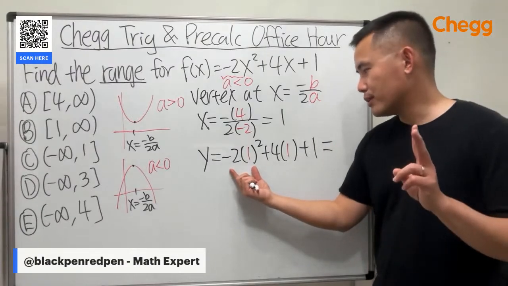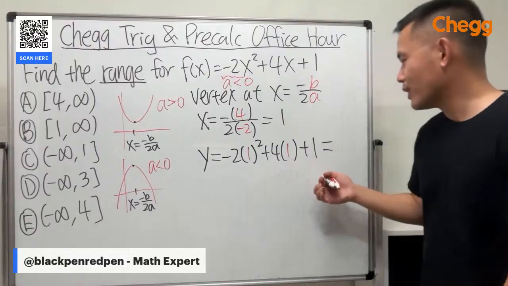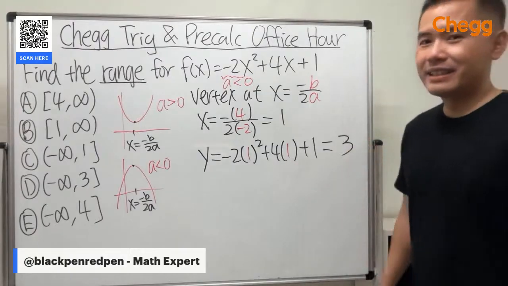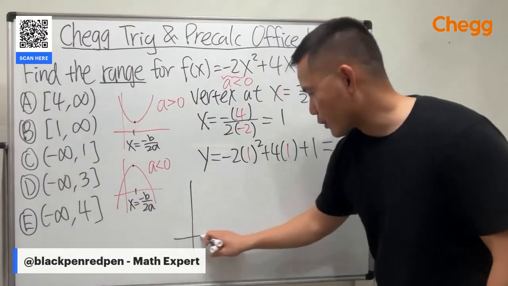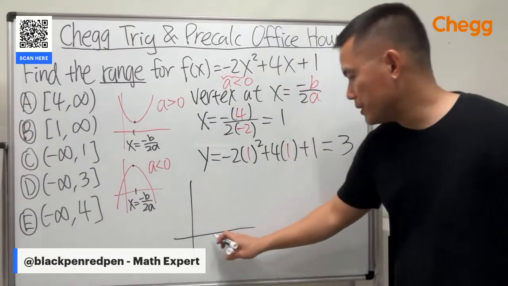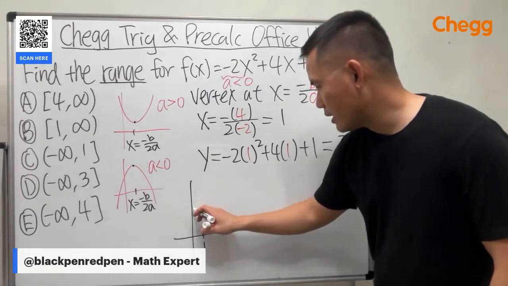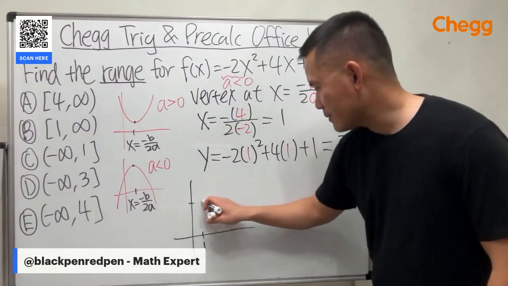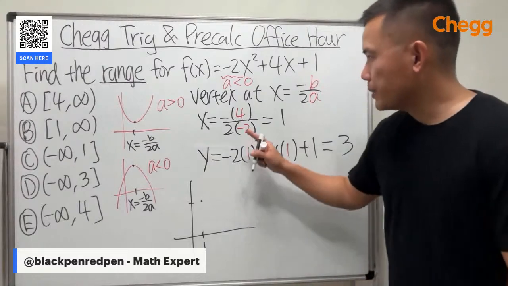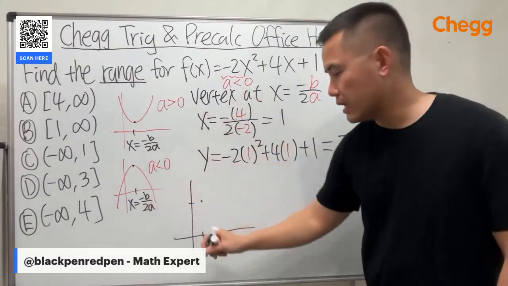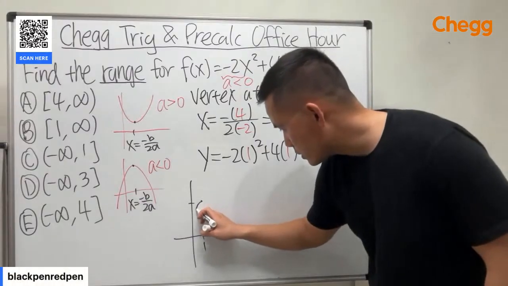2, negative 2, 2. 2 plus 1, we get 3. So the graph is going to look like this. This is just a quick sketch of the graph. The first x is going to be at 1, 3. 1 right here, and that's 3 right here, something like that. And then it's going to be opening downwards, so just like that. So the graph will look like this.